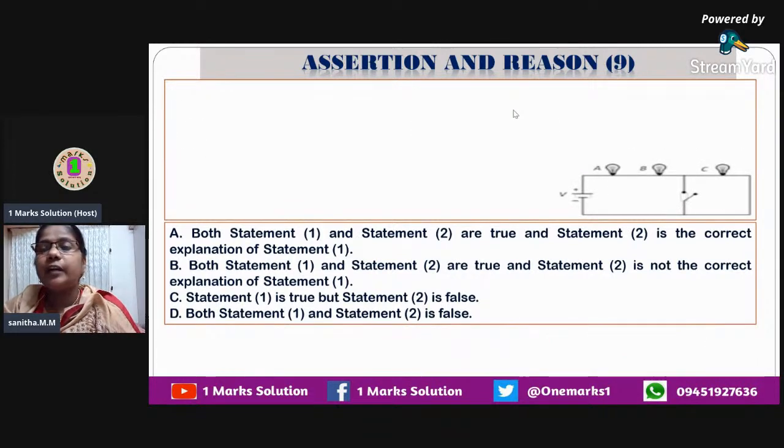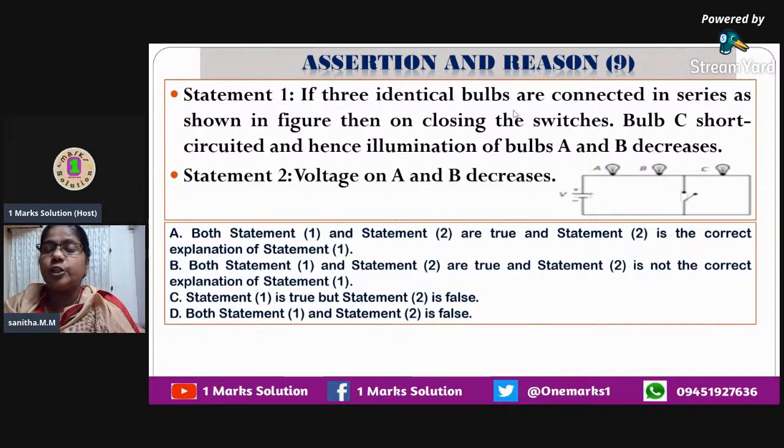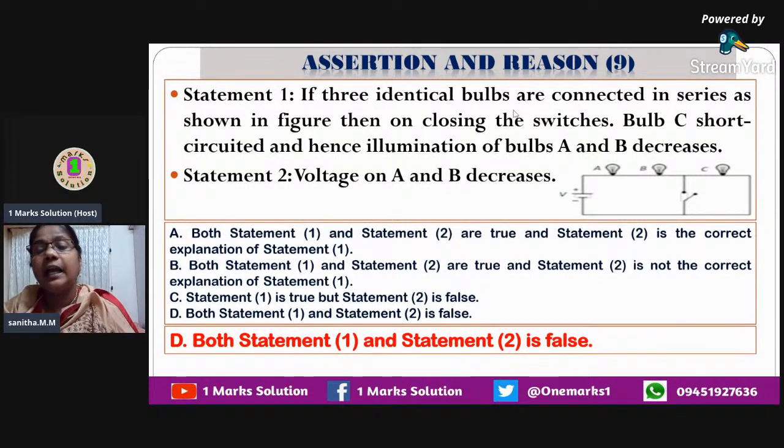Now we can go for the 9th question. You can see a circuit here with the 3 bulbs. The 3 identical bulbs, which means everything is the same, the power, everything, are connected in series as shown in the figure. But you can see that one switch is in between. Bulb C is short circuited and hence the illumination of bulbs A and B decreases. See that? There is a connection in between, a switch is there. On closing the switch, bulb C is short circuited. You know that it is short circuited and hence the illumination of bulbs A and B decreases.